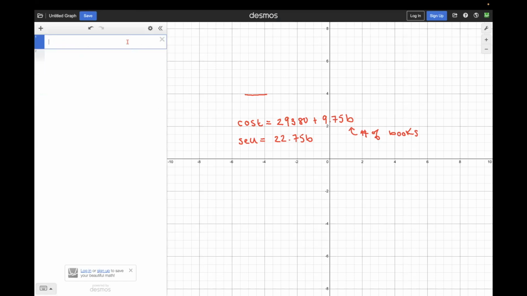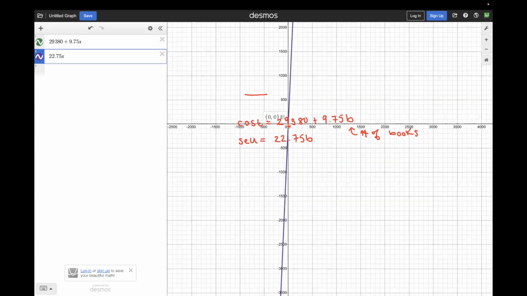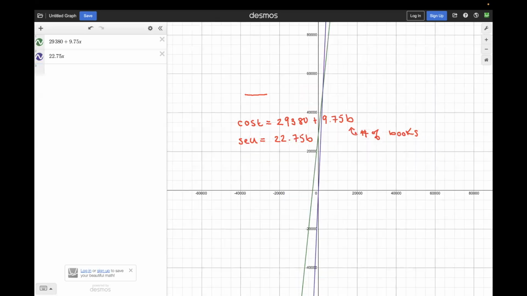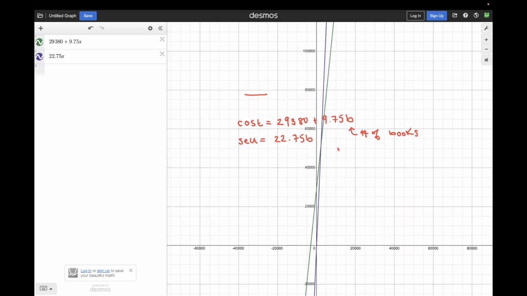Now, I've used the variable B. I'm going to switch it to X in Desmos just because if I put B, it will think I don't want to plot it. So we'll use X, but 9.75X and 22.75X. And all right, let's zoom out. All right, so green line, remember this is the cost. Purple line is how much they make. So let's look at their intersection.